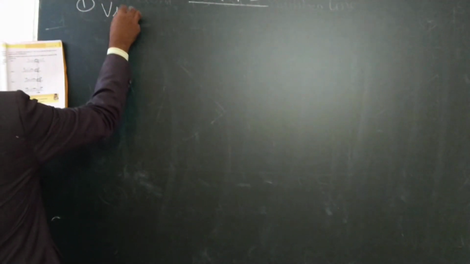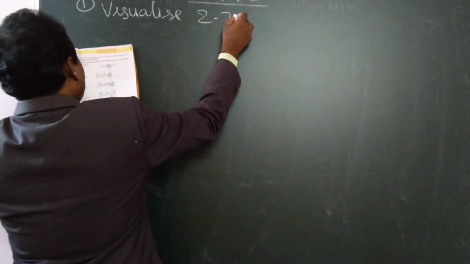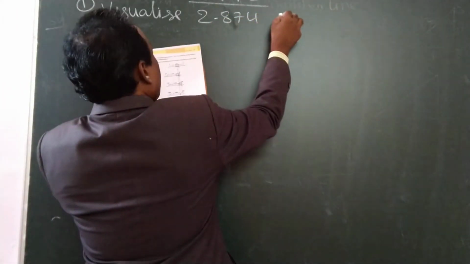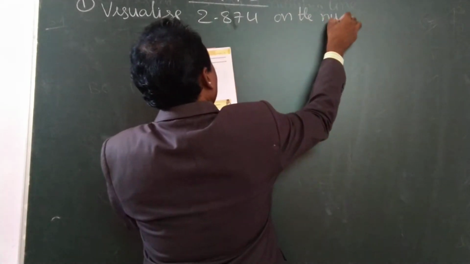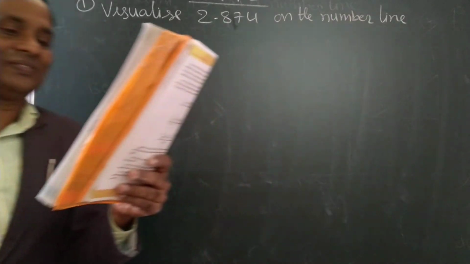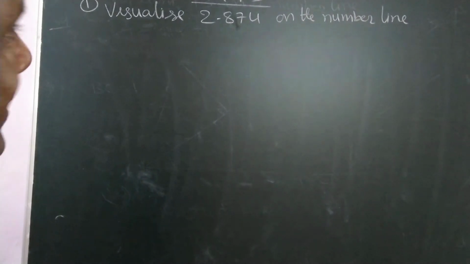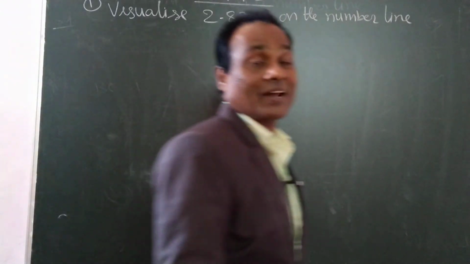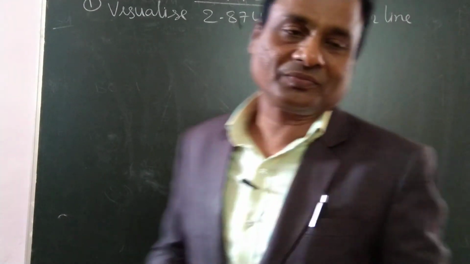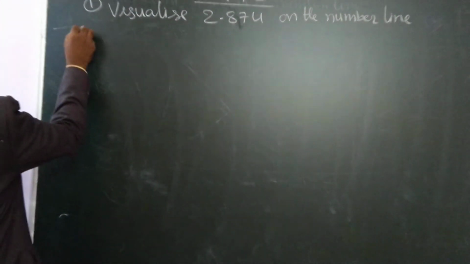Visualize, write down 2.874 on the number line using successive magnification. How to represent this 2.874 on the number line? See here. See the step by step. See very carefully.